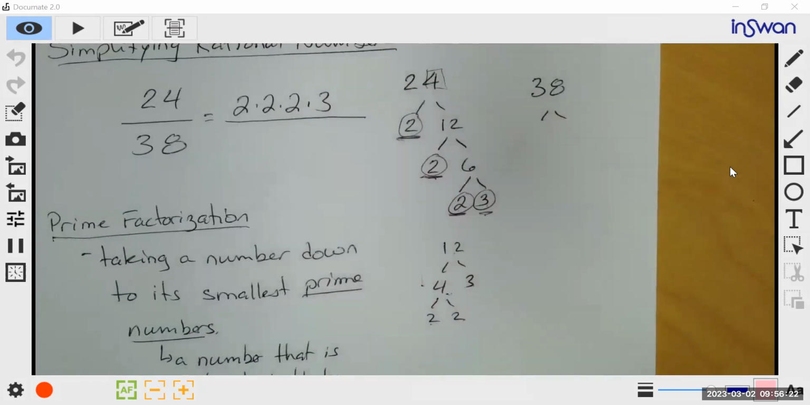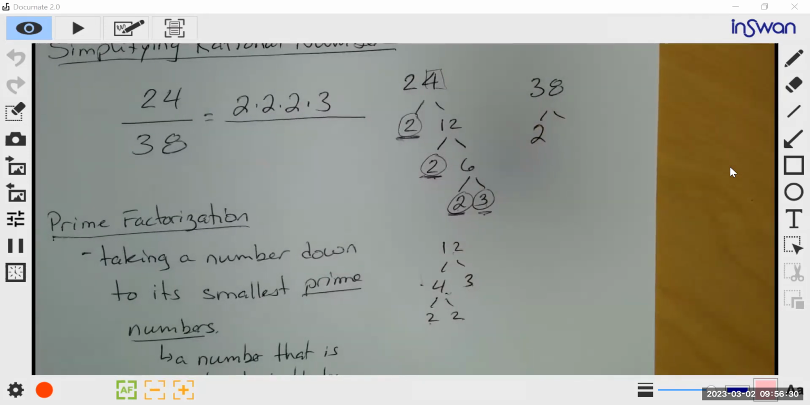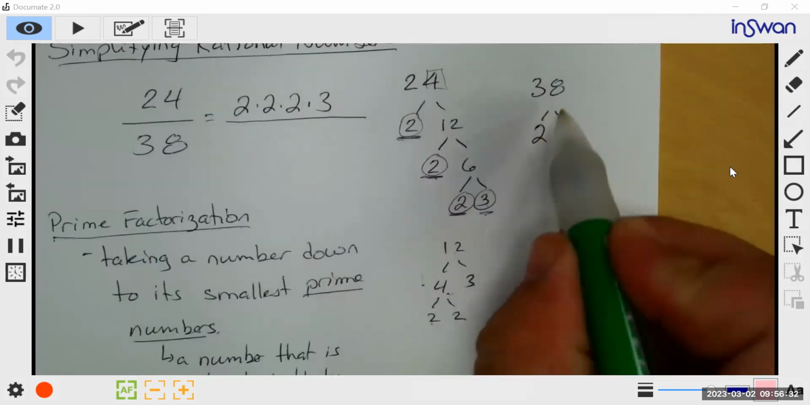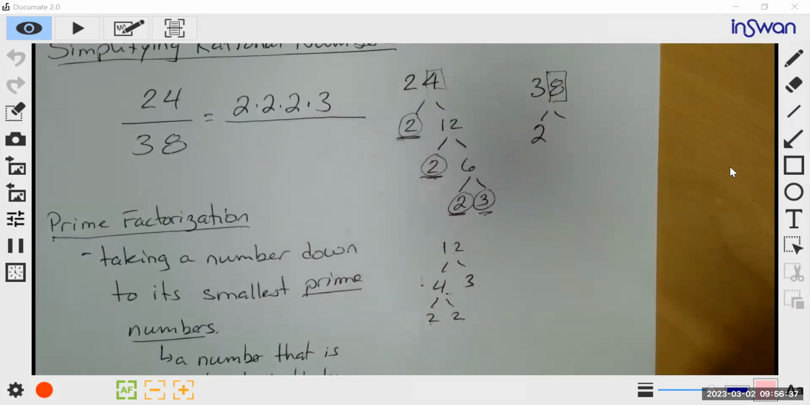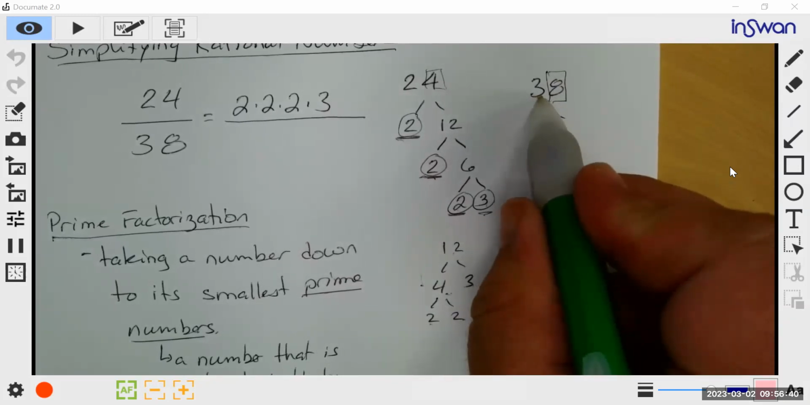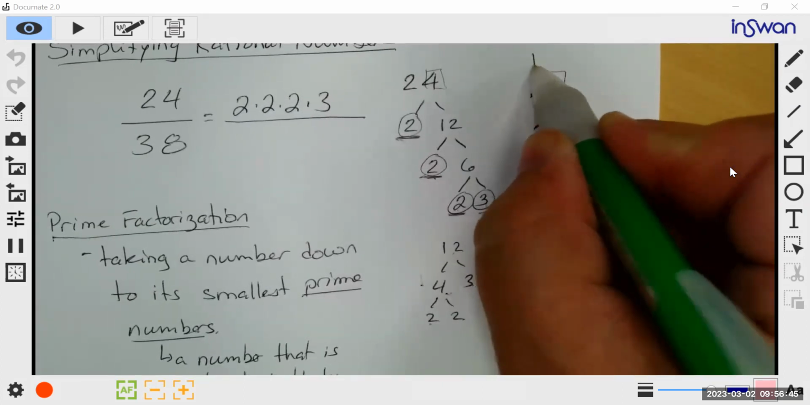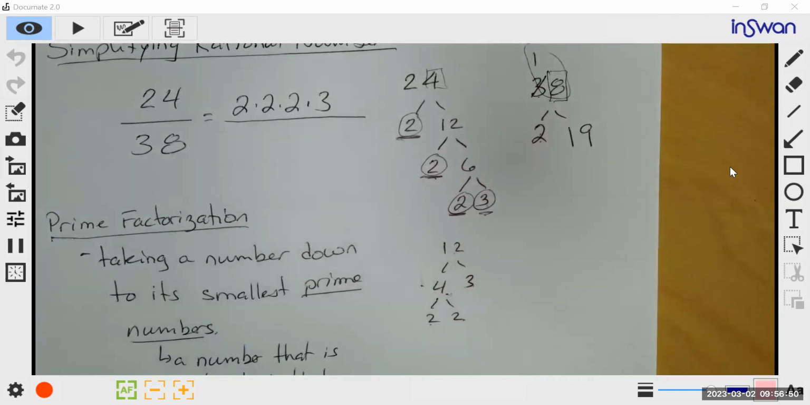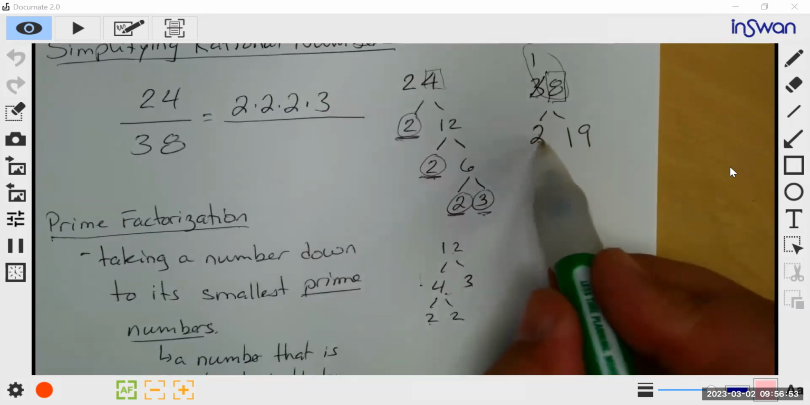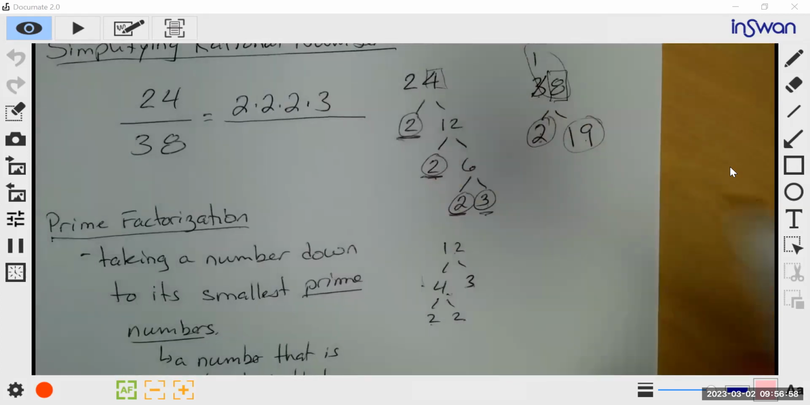How about 38? What is it made up of? 2 and then 19. So we know 2 goes in there because the number ends in an even number. 2 goes into 3 once, with 1 left over. And 2 goes into 18 9 times. So 2 times 19 is 38. 2 is a prime. Well, 19 is a prime number also.